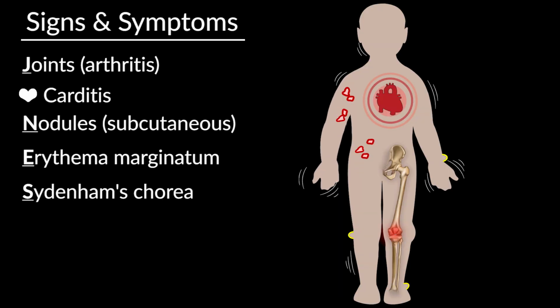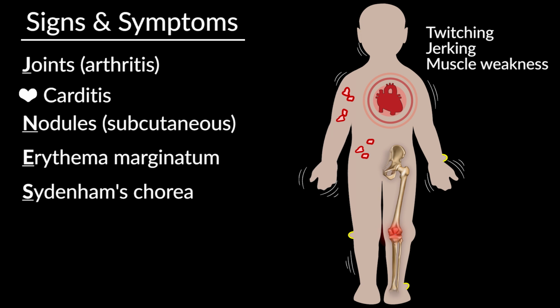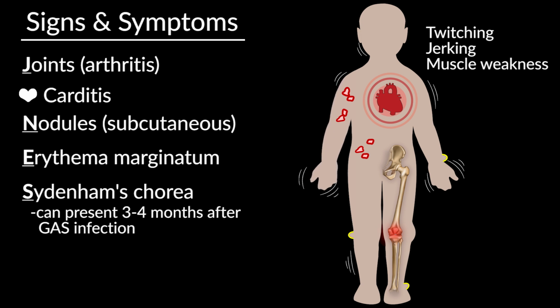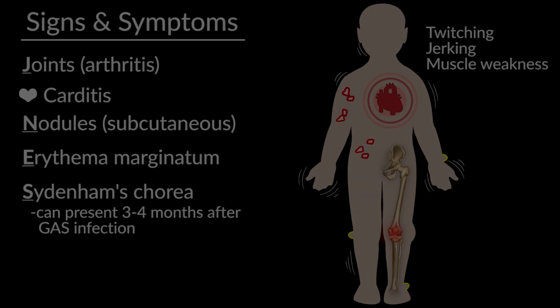Sydenham chorea is a twitchy, jerking movements and muscle weakness, most obvious in the face, hands, and feet. It is more common in teenagers and females. It may begin up to 3 to 4 months after the streptococcal infection. It may occur on both sides or only one side of the body, and often occurs without other symptoms.